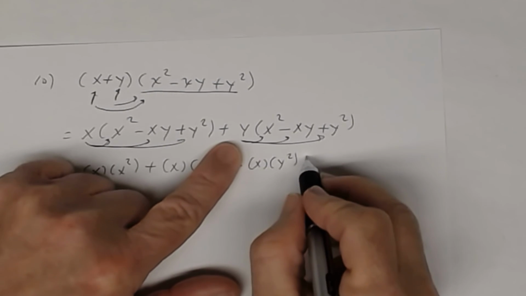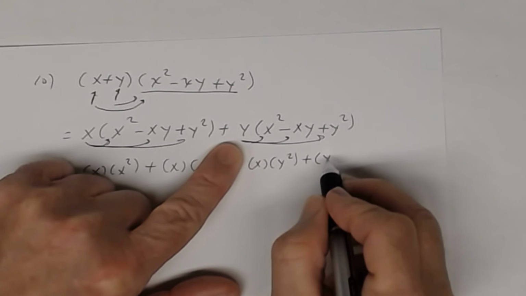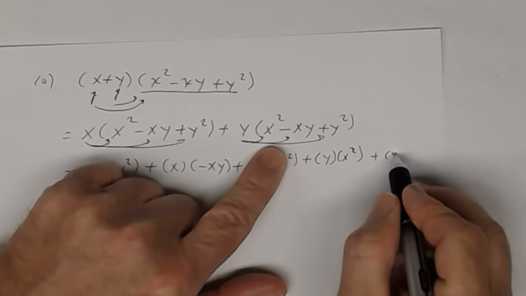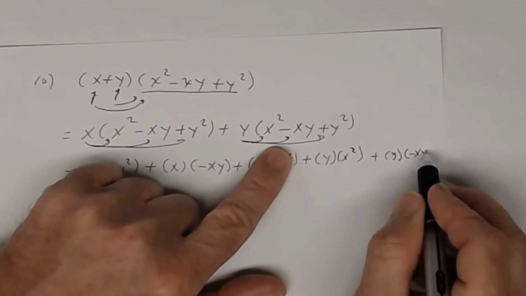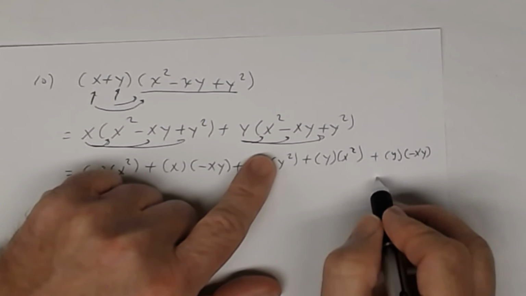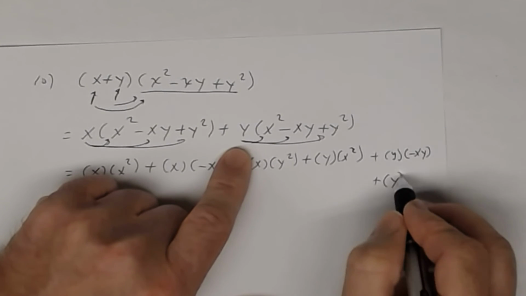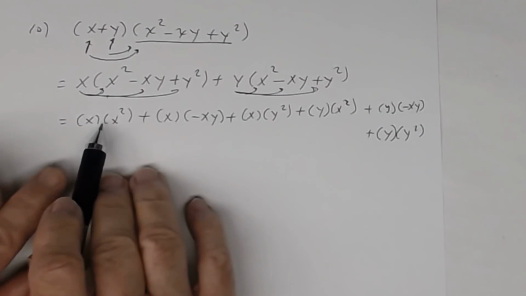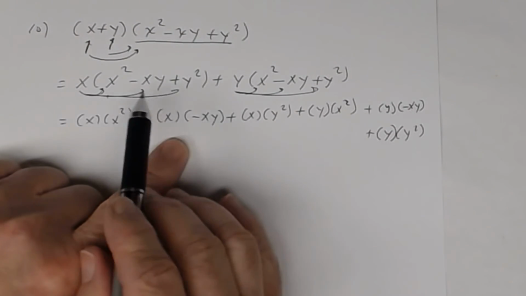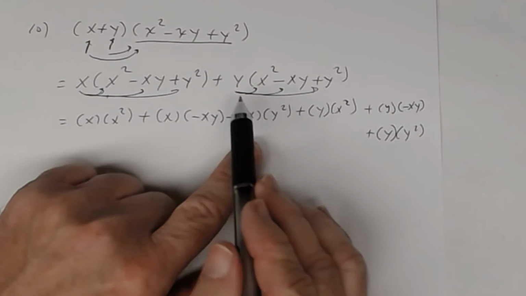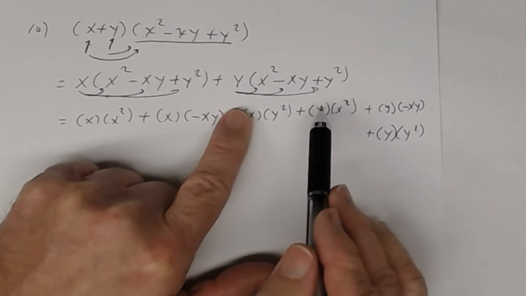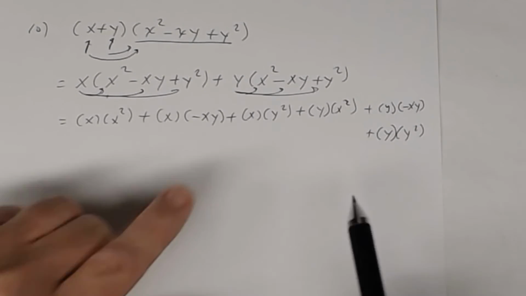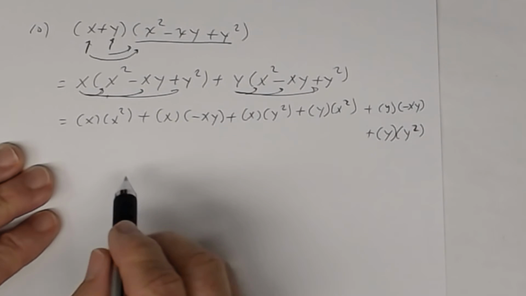And now let's distribute the y. Plus y times x squared, plus y times a negative xy. I'm running out of room, so I'm going to say plus y times y squared. Okay? So x times x squared is this, x times a negative xy is this, x times y squared is this, and so on. Y times x squared is this. Y times a negative xy is this, and then y times y squared is this. Okay, now let's go ahead and simplify each product.